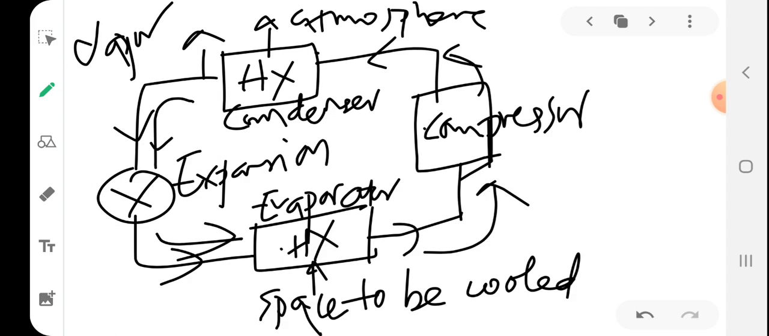So this is what is happening in the VCR system. I will explain these things in a better way in the coming sessions, after understanding the basics of this cycle. Don't worry. For the time being, try to understand that phase change is happening for the refrigerant: evaporation is taking place in the evaporator and condensation is taking place in the condenser. So that is the basics of the vapor cycle.